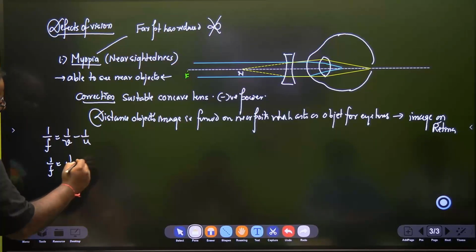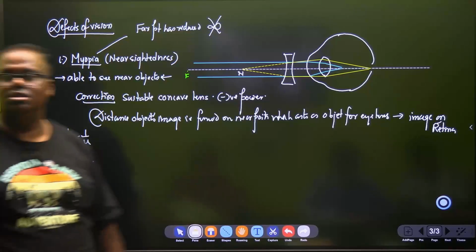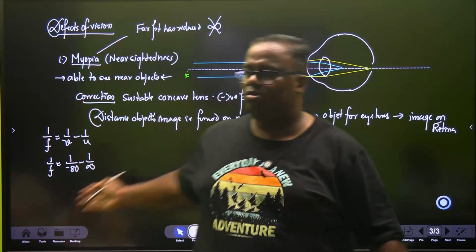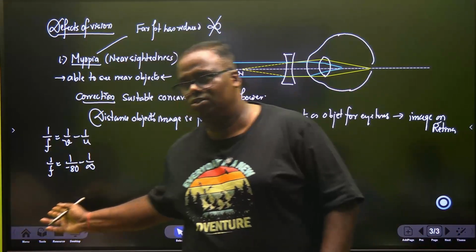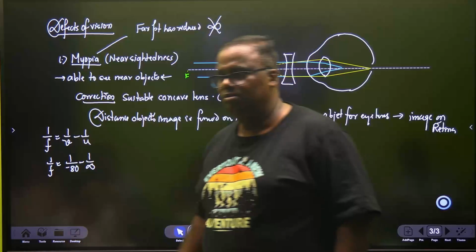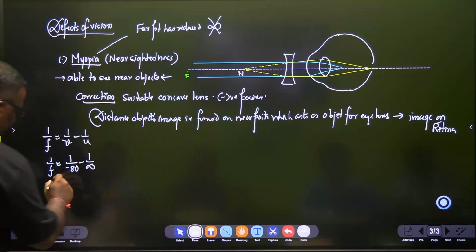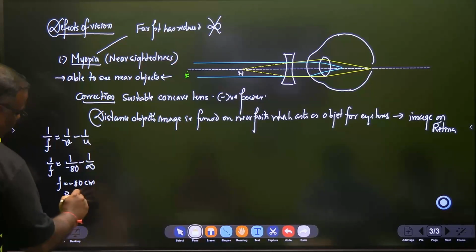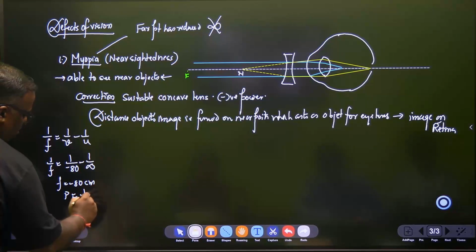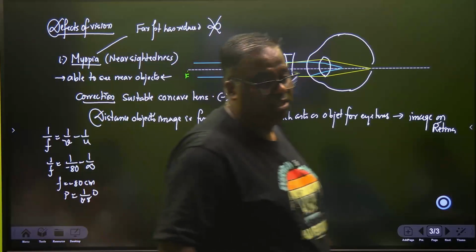So this will become 1 by 80 minus 1 upon infinity. So 1 upon infinity is what, beta? 0. So 1 by 80. So divide 1 by 80. The answer will always be negative. That is your focal length. So the power will be the reciprocal. So 80 means your focal length comes how much now? Focal length will be 80 centimeters. So power will be 1 upon 0.8 diopter. Power is always the reciprocal of the focal length expressed in meters.